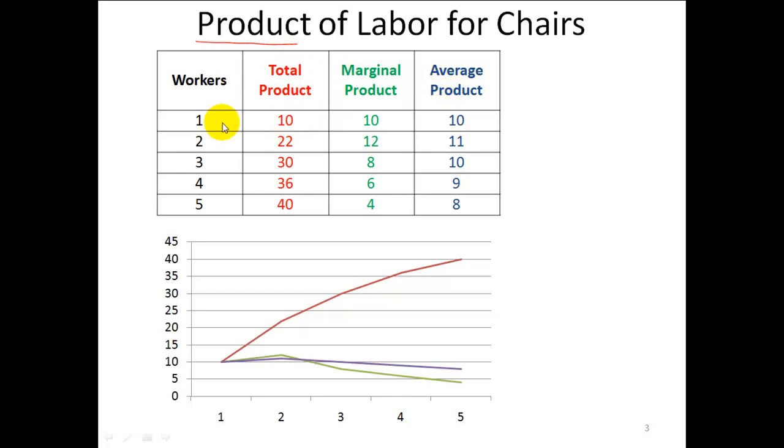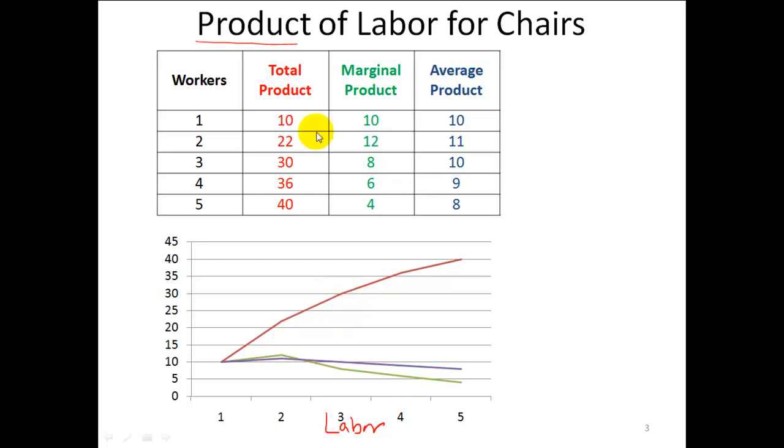Let's first look at total product. Total product simply is the total output produced. Obviously, as you increase the number of workers, the total product or output will increase. So in our chair factory, if we just employ one laborer, then let's say that our total product during a month is 10. As we increase the number of workers, the total product or output increases, which is what we would expect. So that is shown by this red curve over here. The x-axis is the quantity of labor, and the y-axis for the red curve is the total product or the total output.